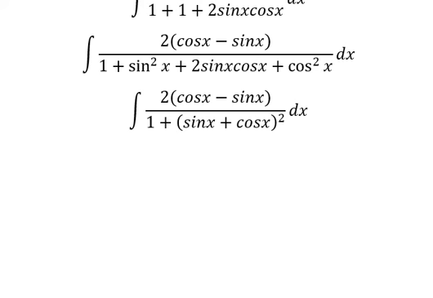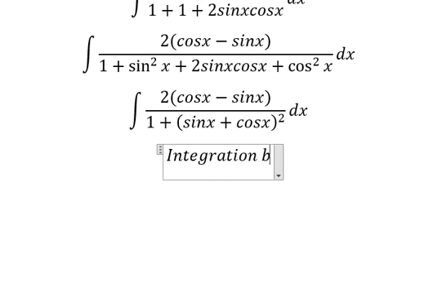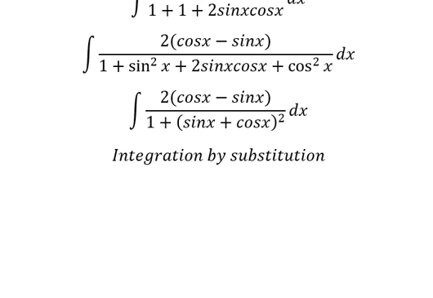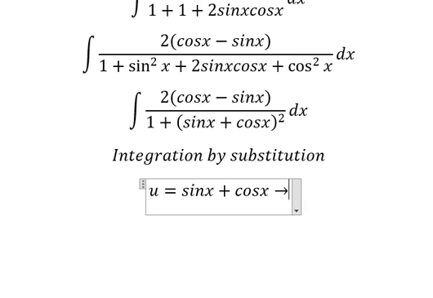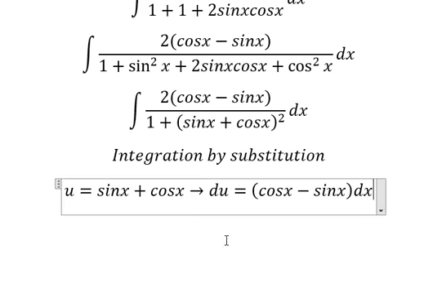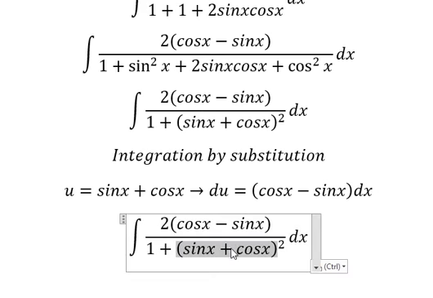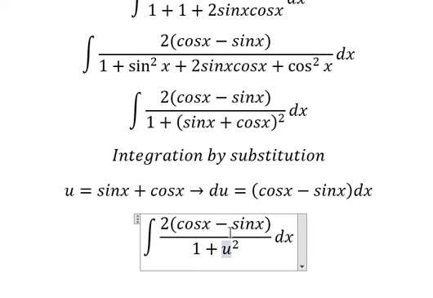Next we can use integration by substitution. So I will put u equals sin x plus cosine x. Later we do the first derivative for both sides, and we have cosine x minus sin x dx. This one we change by u. Cosine x minus sin x dx we change by du.